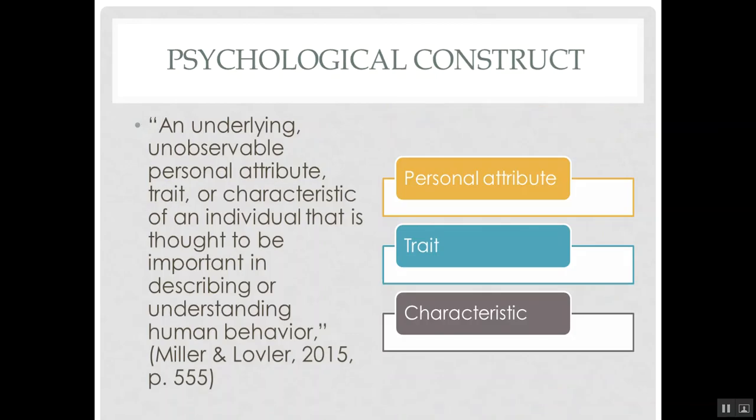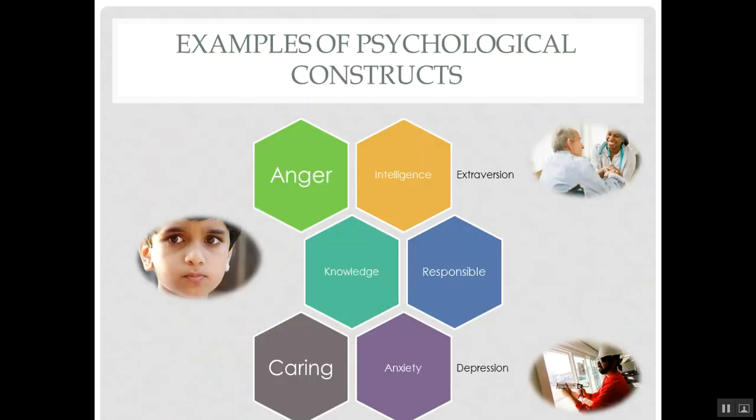According to Miller and Lovler, a psychological construct is an underlying, unobservable personal attribute, trait, or characteristic of an individual that is thought to be important in describing or understanding human behavior. So, some key terms here are underlying and unobservable. Unlike characteristics such as weight or height, we can't directly see psychological constructs. Some examples of psychological constructs are things like anger, intelligence, extroversion, responsibility, knowledge of a particular area, a person's anxiety levels, or depression.